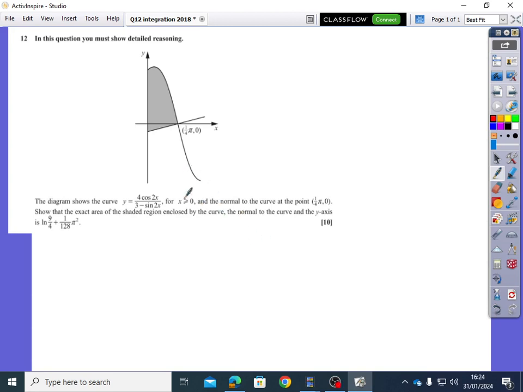Okay, let's have a quick look at this question. It goes, the diagram shows the curve. There it is, with that equation. X is greater than or equal to zero, that point is zero there.